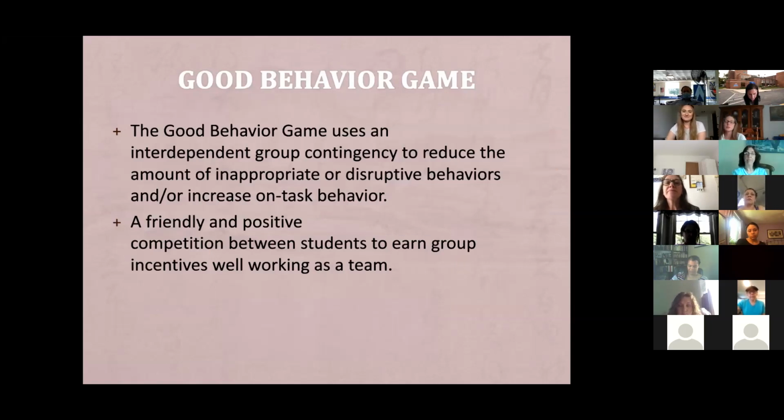Another game that you can use using group contingencies is called the good behavior game. And the good behavior game uses an interdependent group contingency to increase self-regulation, group regulation, and stimulate pro-social behavior among students while reducing problematic behaviors. So through the good behavior game, children work together to create a positive and friendly learning environment by monitoring their own behavior as well as that of their peers. The good behavior game has also been proven to reduce aggression, disruptive behavior, and increase on-task behaviors for students as well.